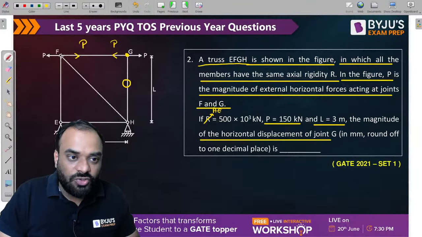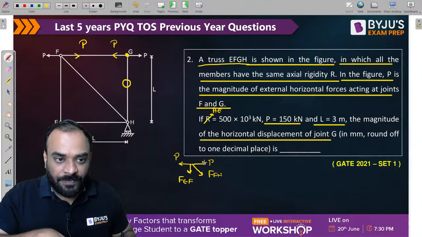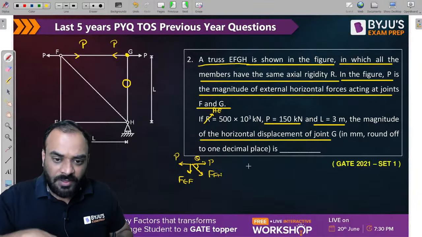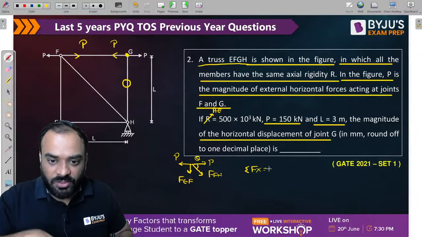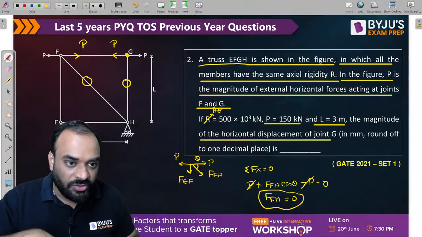Guys, if you consider joint F, then it should be like this. FFH. This one is P. This one is also P. And this is our vertical member, which is FEF. And let us consider this angle is some theta. So if I write summation Fx is equal to 0, so P plus FFH cos theta minus P is equal to 0. Kindly cancel these two values. You will get FFH is equal to how much? It is again 0. So this member is also 0 force.